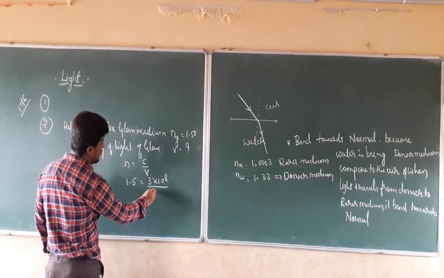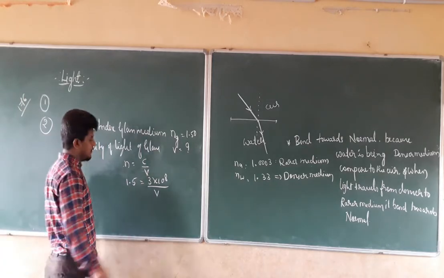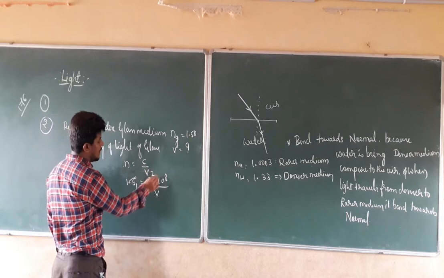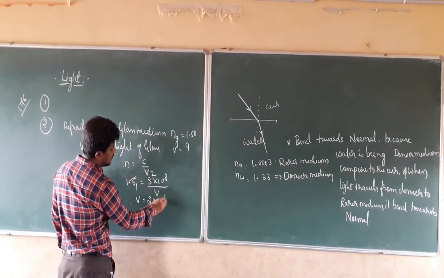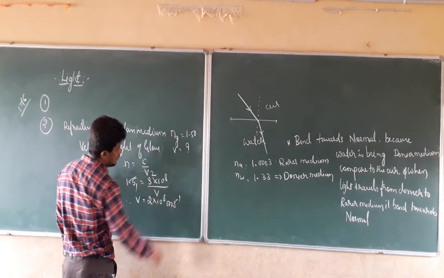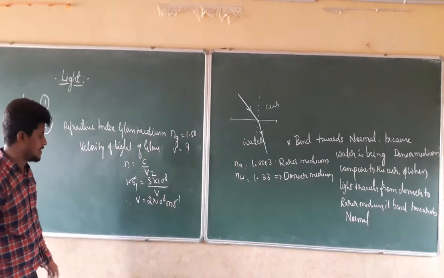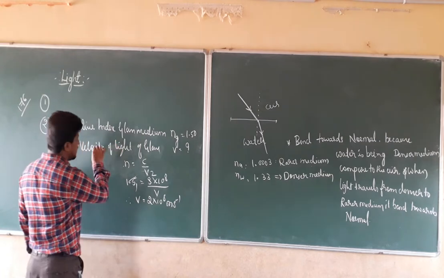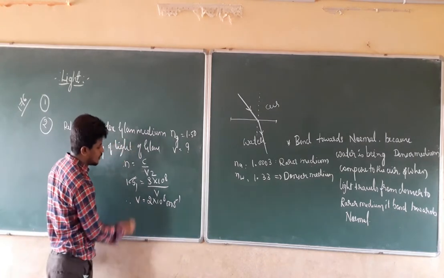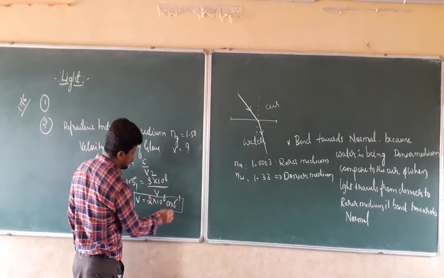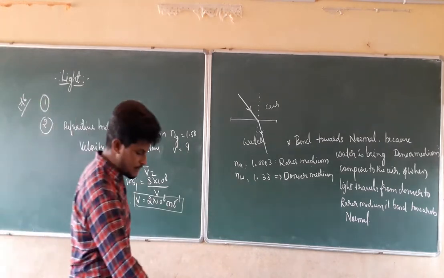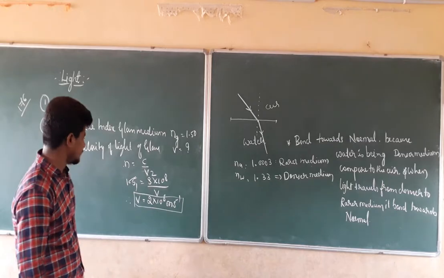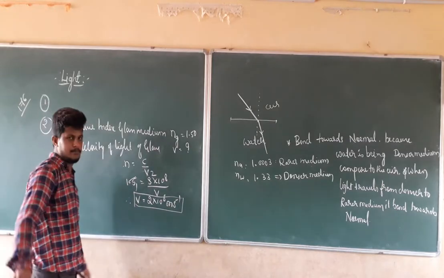And what is the value of V? V we don't know. Therefore 1.5 times V equals 3 into 10 raised to 8, so V is equal to 2 into 10 raised to 8 meter per second. That is the speed of the light in glass medium. This is the answer for the second question.